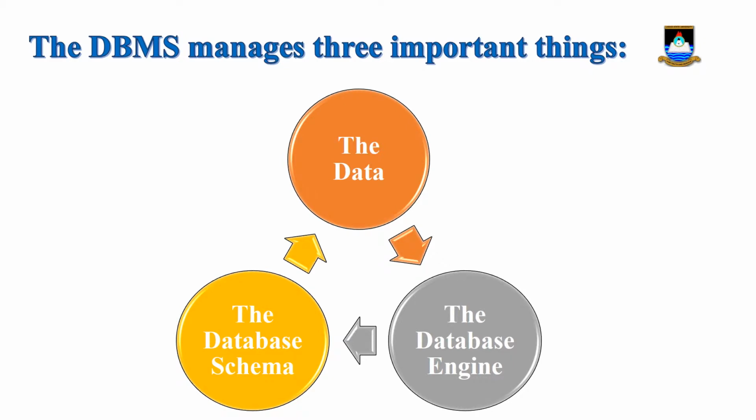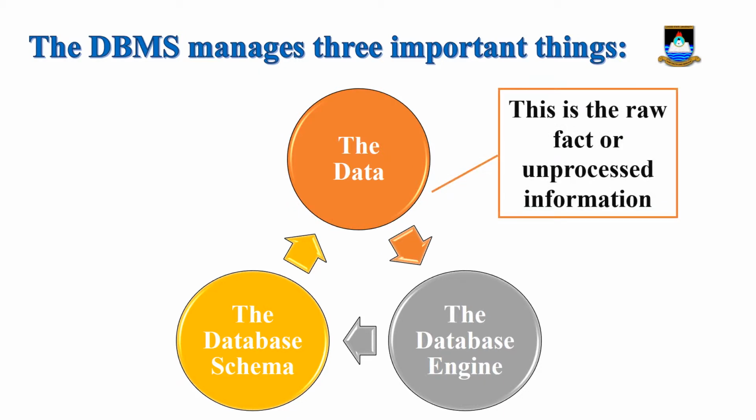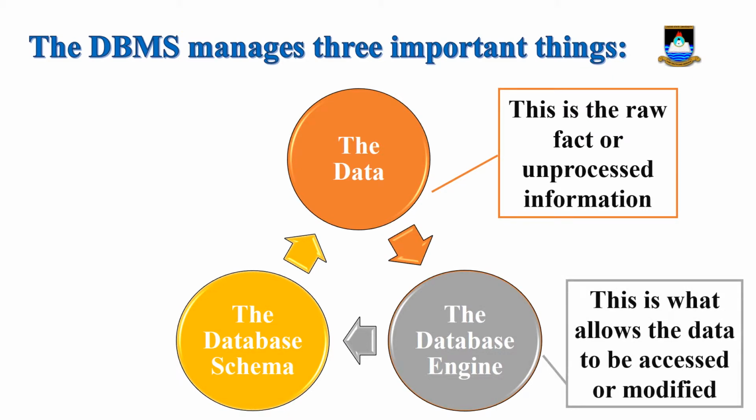The DBMS manages 3 important things, which include the data, the database engine, and the database schema. The data. This is the raw facts or unprocessed information. It can be in form of alphanumeric, numeric, or alphabetic data or raw facts that have been inputted into the system. We have the database engine. This is what allows the data to be accessed or modified. This is what happens during the processing stage of the data that has been input into the software.